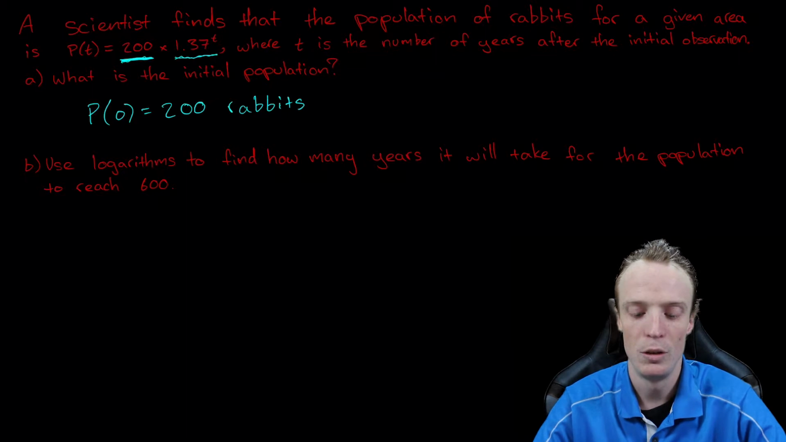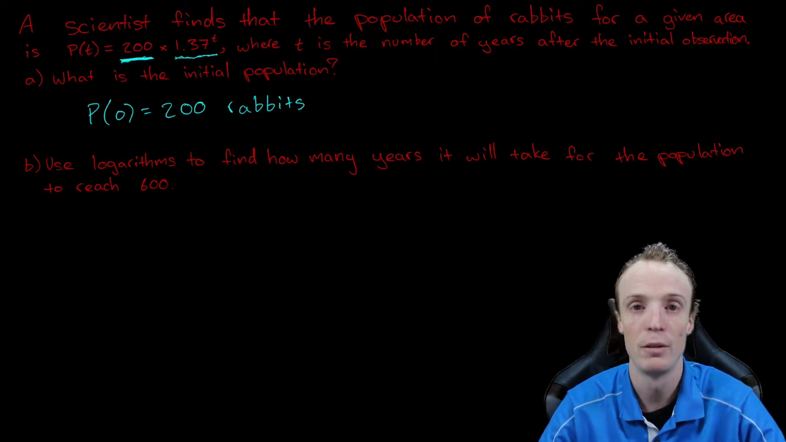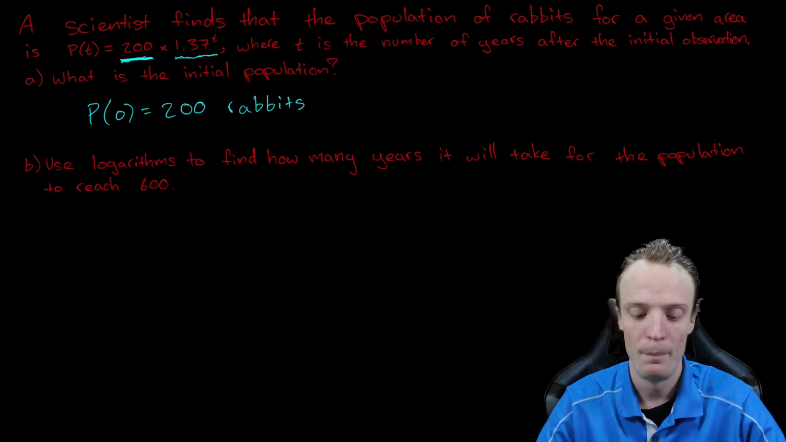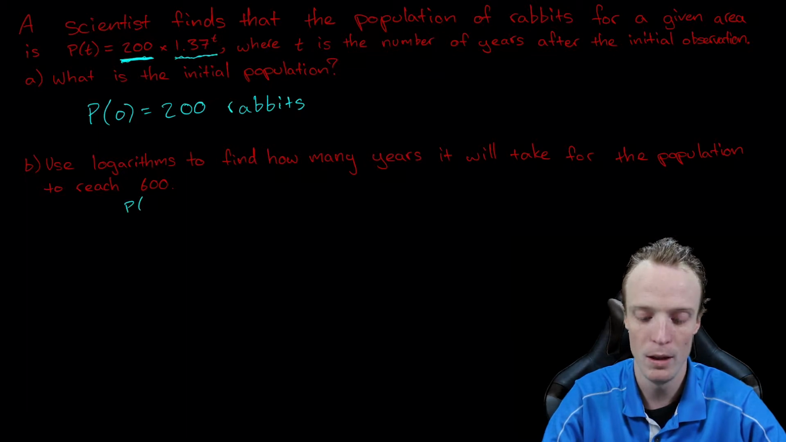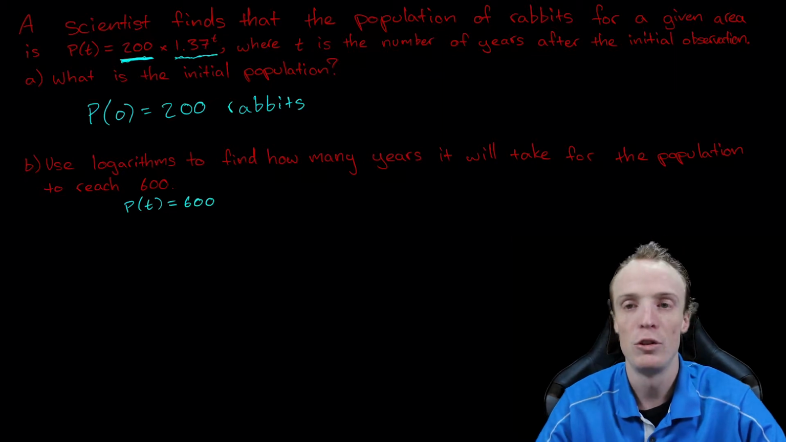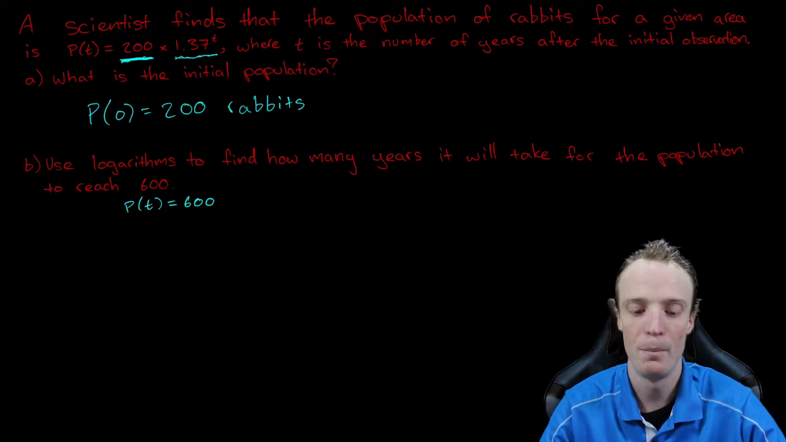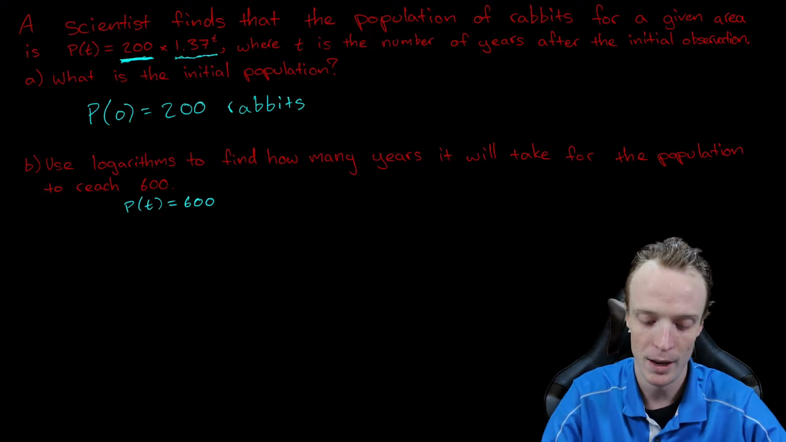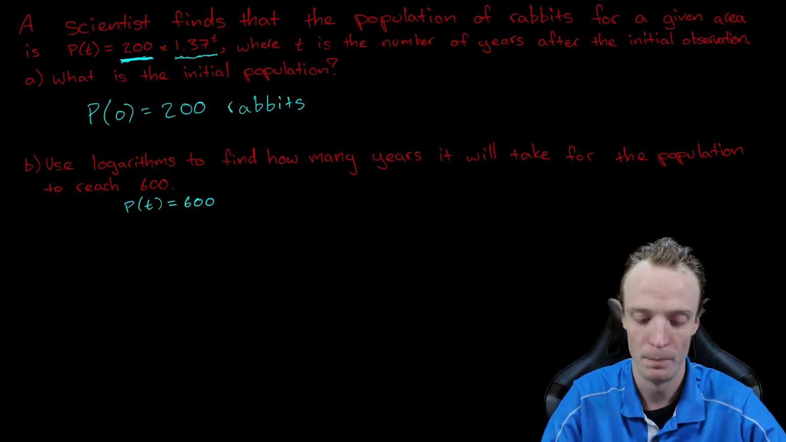But now it wants us to use logarithms to find out how many years it will take for that population to reach 600 rabbits. Well, essentially what it's asking for here is it wants to know when P(t) is equal to 600. So I'm going to substitute 600 in place of that P(t) value. So we can say that, I'm just going to flip the function around here, 200 multiplied by 1.37 to the power of t is going to be equal to 600.